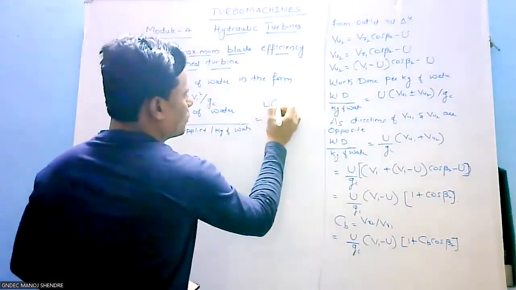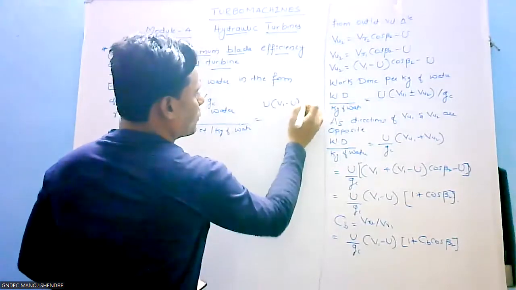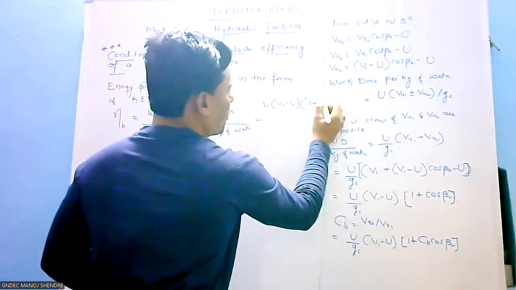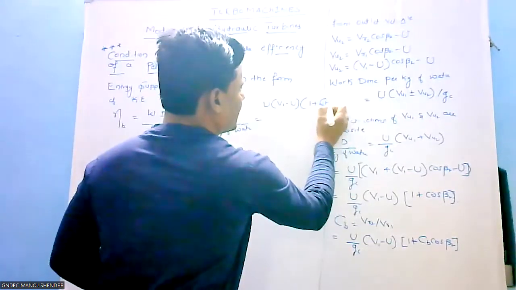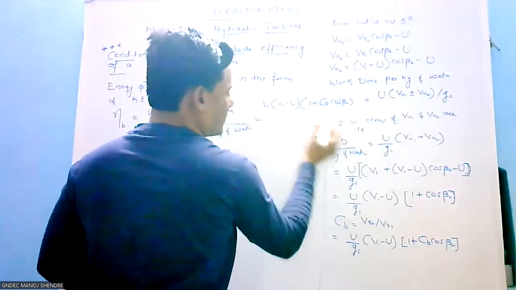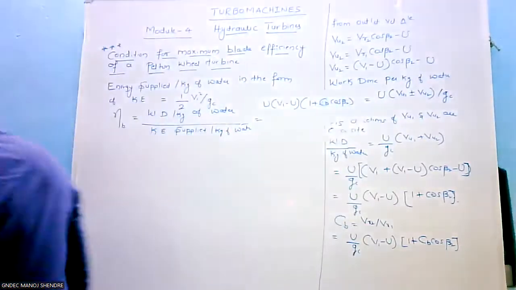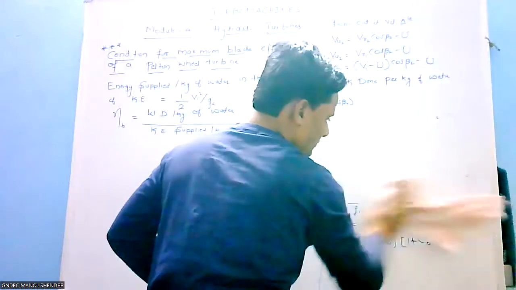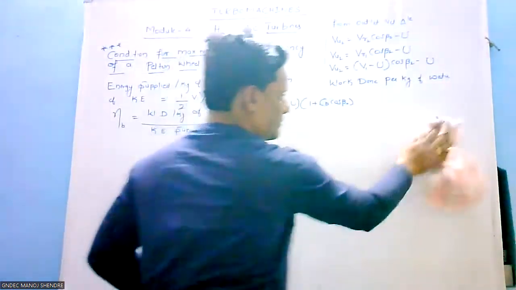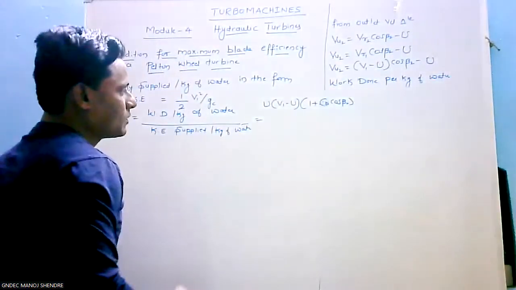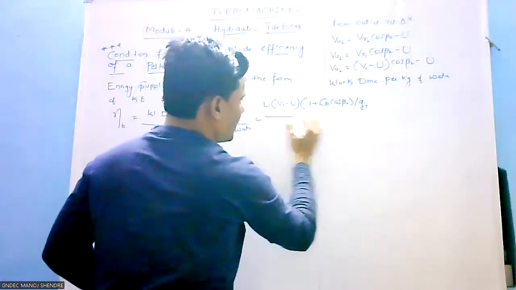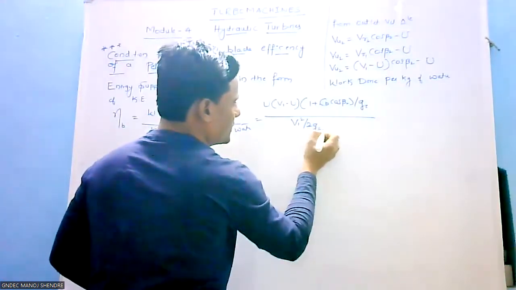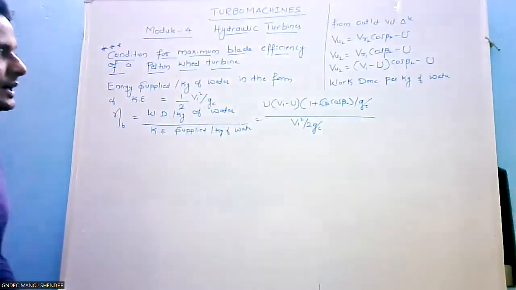U into (V1 minus U) into (1 plus cb cos beta 2), and of course divided by gc here, divided by the kinetic energy supplied, V1 square divided by 2 gc. So gc will get cancelled, right?